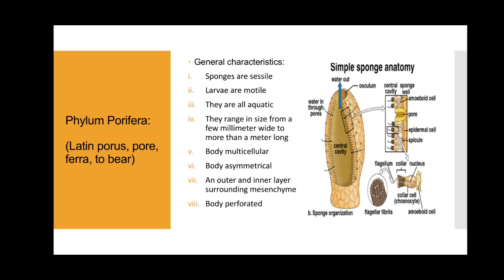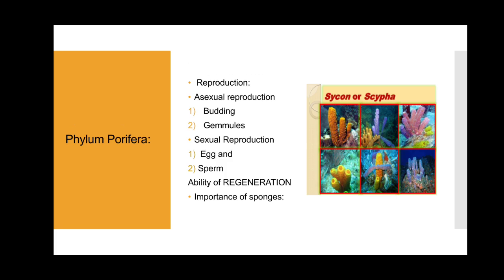Sponges have two types of reproduction: asexual and sexual reproduction. Asexual reproduction takes place with the help of budding and gemmules formation. These are specialized structures in sponges. And the sexual reproduction takes place with the help of gametes, for example, egg and sperm.